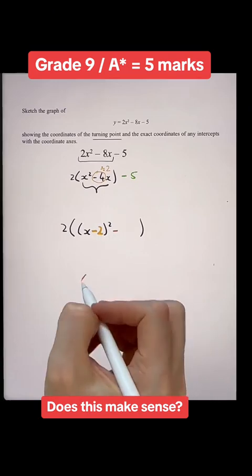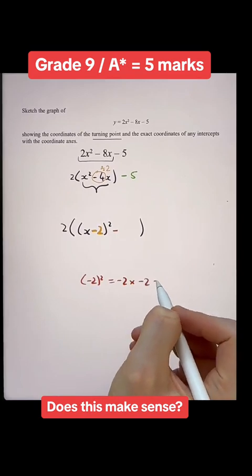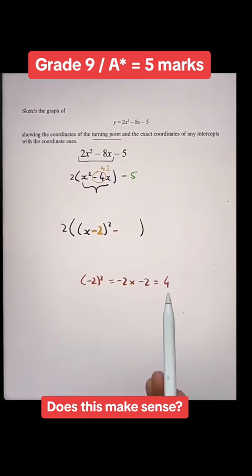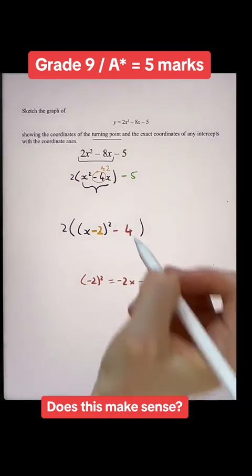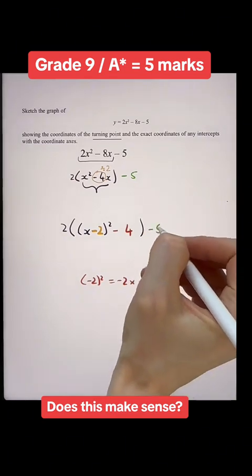Well, negative 2 squared means negative 2 multiplied by negative 2. And negative times negative gives us a positive. So negative 2 times negative 2 gives us 4. So therefore, we're going to subtract 4. And we keep our original number, in this case negative 5, on the end.